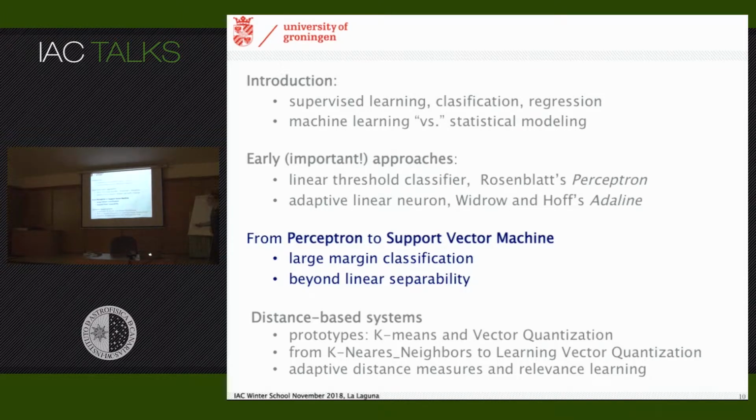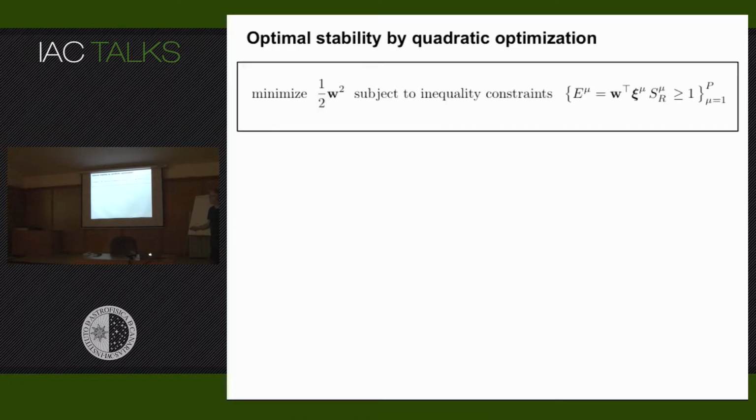Okay, now we will move on from the perceptron to the support vector machine. So we will look back into the large margin classifier and go beyond linear separability. Okay, here's again the problem that I already showed you, optimal stability. Minimize the norm of W squared subject to inequality constraints. So this is the only difference to the ADALINE problem that I just showed you. Here we have a greater or equal 1, rather than a constraint that says make them all equal to 1. But that gives us more flexibility.